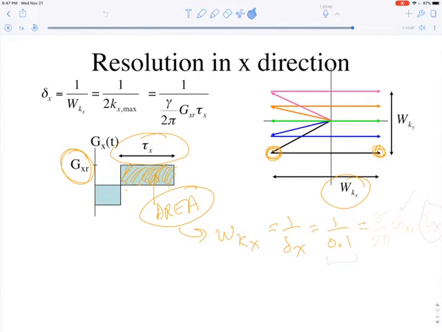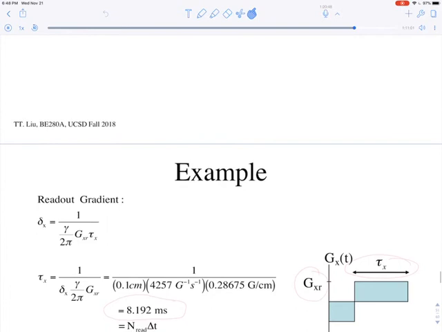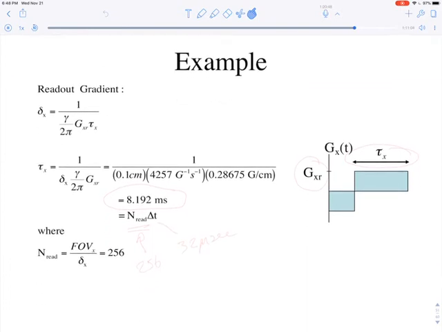And that area is simply going to be gamma over 2 pi times gxr times tau. I solved for gxr before, so now I just want to solve for tau, in this case called tau sub x. Once again, I'm just solving for the area, and let's see how that turns out. So this turns out to be 8.192 milliseconds, by solving that area.